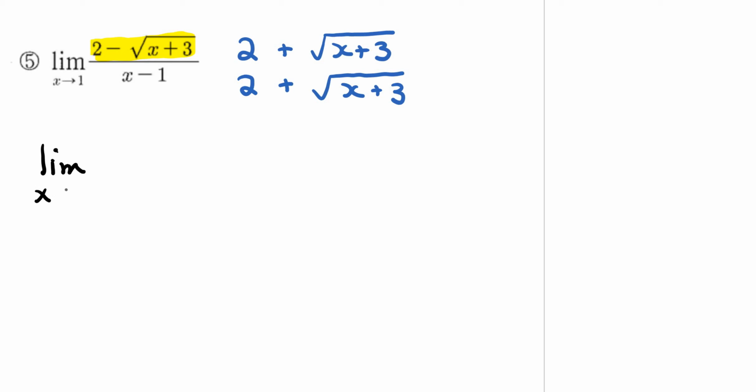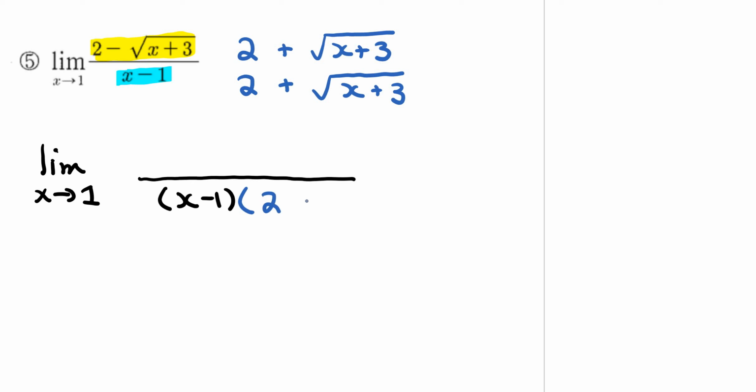So I have the limit as x approaches 1. Now let's go ahead and just simplify the denominator first. There's an x, sorry, not simplify, but on the denominator there's an x minus 1. And since we're not dealing with the conjugate, we'll just attach this piece right here as 2 plus the square root of x plus 3. And then extend that line. And then let's go ahead and multiply the numerator there.